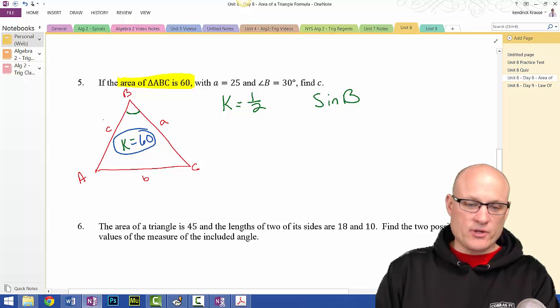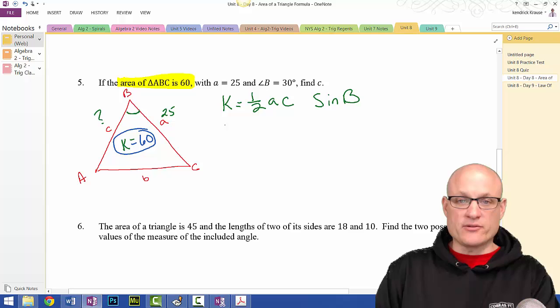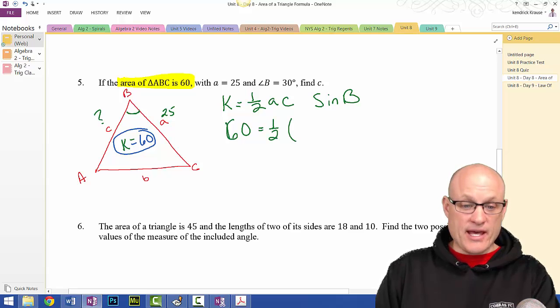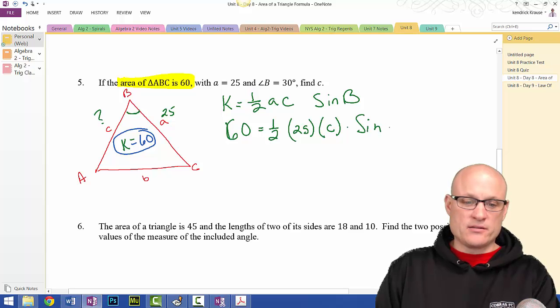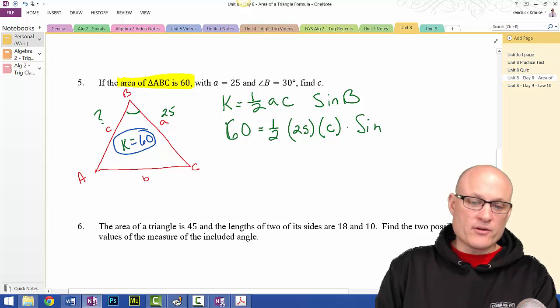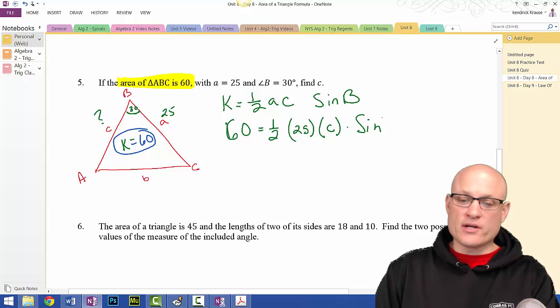And A is 25. And we're looking for C right here. So it's going to be the AC, 1/2 AC sine B. So K, hold on a second. I'm going to try to make that into a 60. K is 60, which is equal to 1/2 times A, which is 25, times C, which is C, times the sine of, oh, I didn't put in the 30 degrees. Sine of 30 degrees.